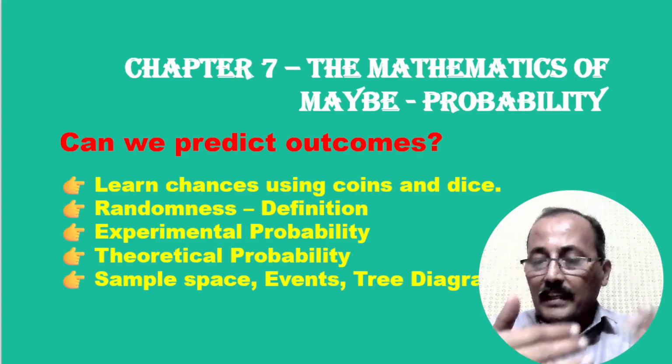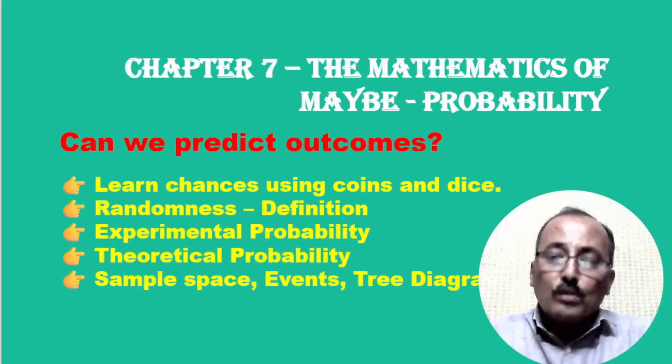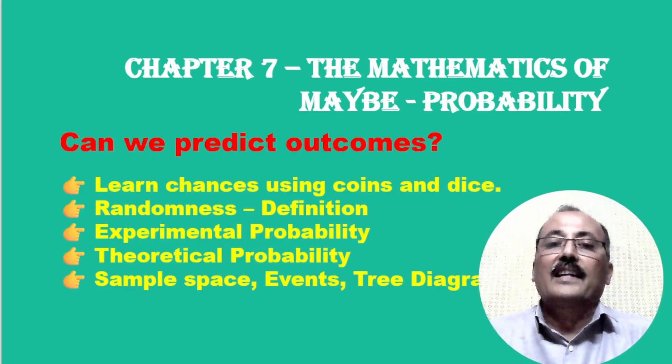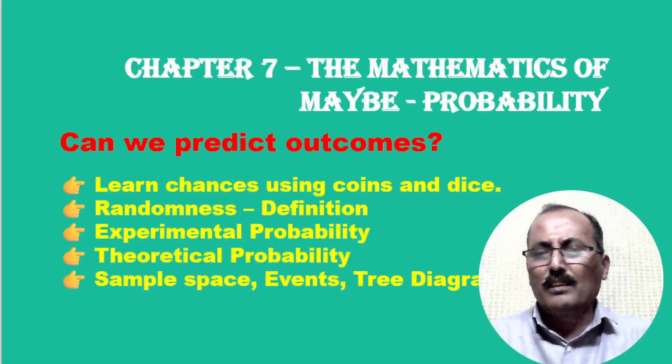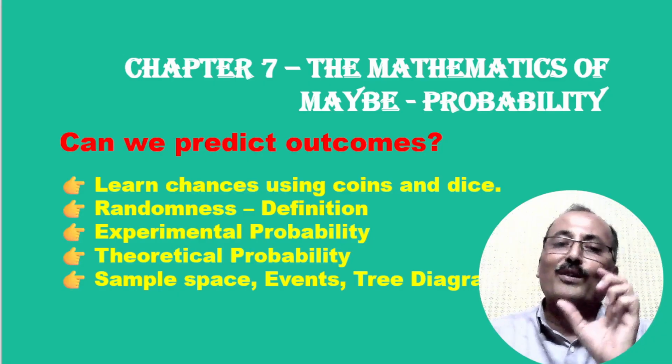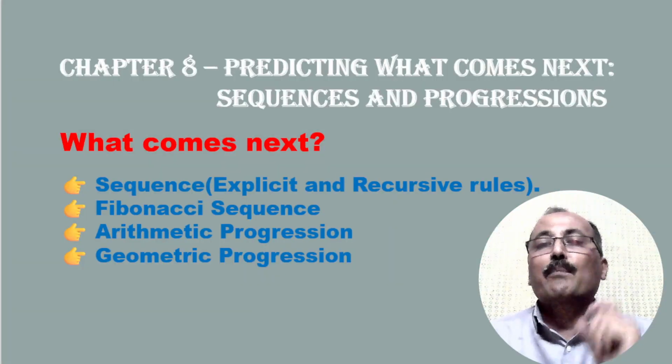Theoretical probability. Theory-wise, what we have done in experimental probability, those rules are going to be created and done in theoretical probability. Next, sample space, events, tree diagrams, all those things. Many things are yet to come. You are going to read all those things in the class 9 Part 1 textbook.